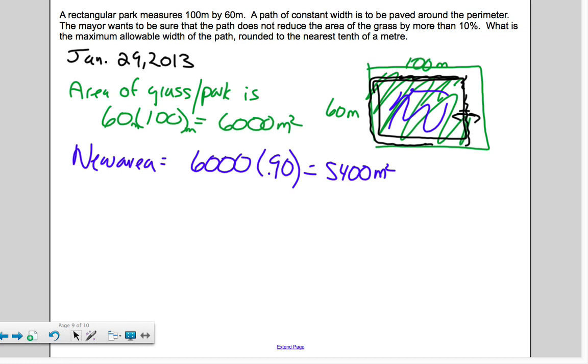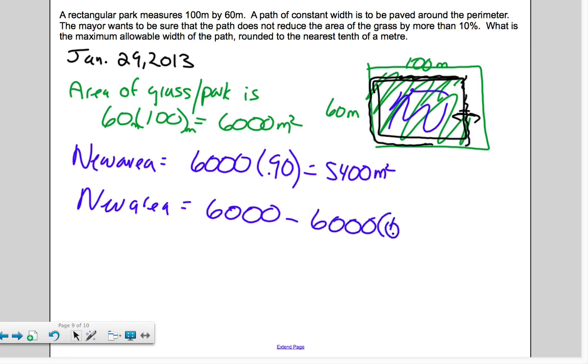But I don't understand. If you reduce the area by 10%, wouldn't the area of the path be 600? Well, the other equation that you have is another way you could look at it. Area is 6,000 minus 10% of 6,000. That's the amount of grass we want to remove. This is the amount of grass that we remove. We can only remove at most 10%, right?